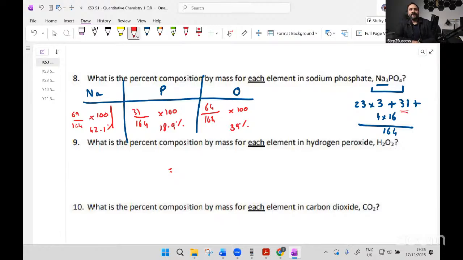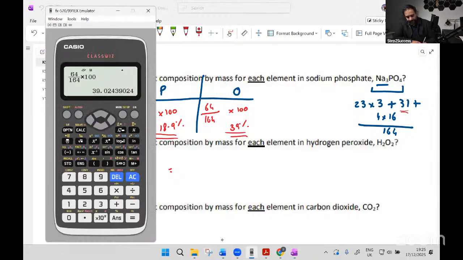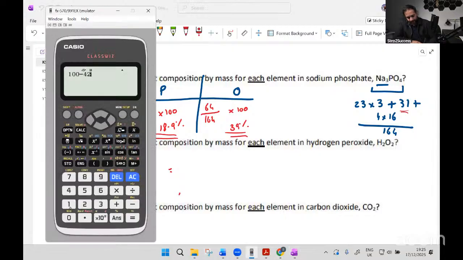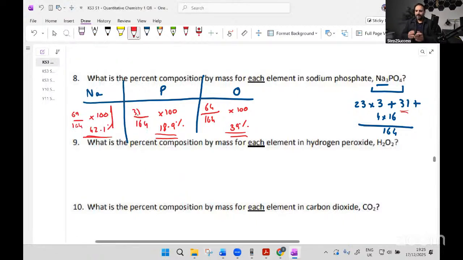And the quicker way to do that last part, once you've done everything else, is to remember that percentages add up to 100. So once you had done the first two, you could have 100 takeaway 42.1 takeaway 18.9, which would still have given you 39. So with all of these questions, you don't actually have to do the very last one. You just do 100 minus everything else.